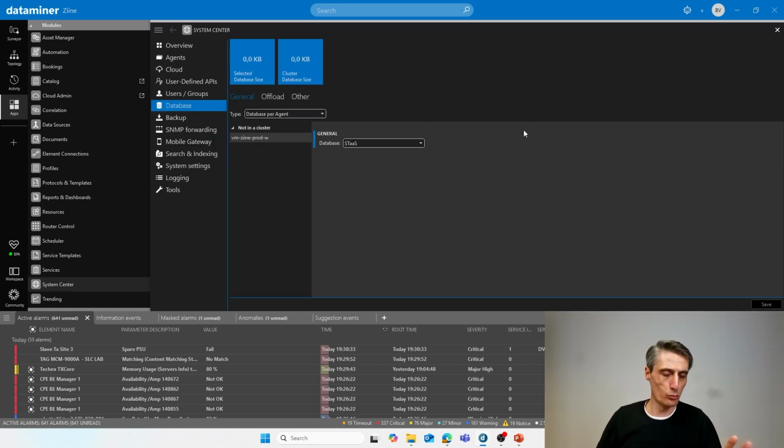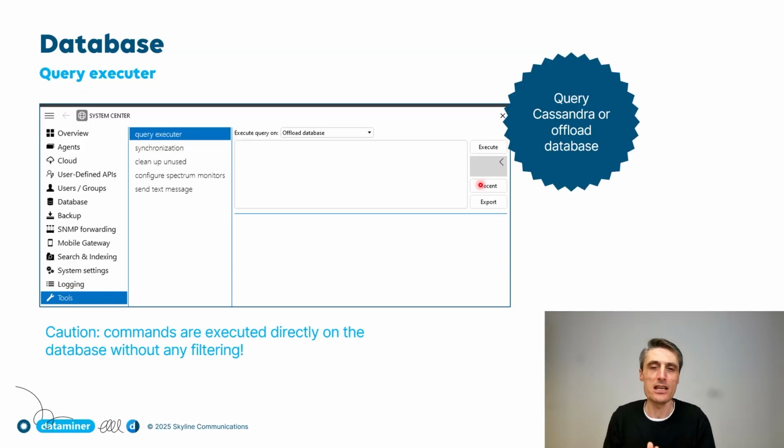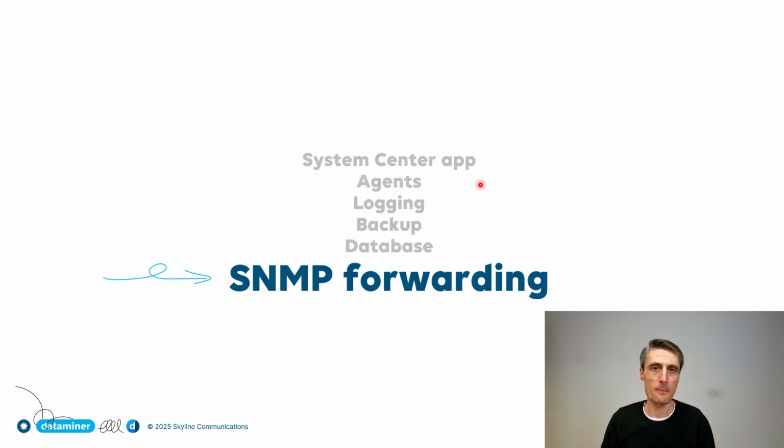So not to worry about in this series here. Okay, so that was the database page with the query executor as the final item there. Now, the last section is the SNMP forwarding.